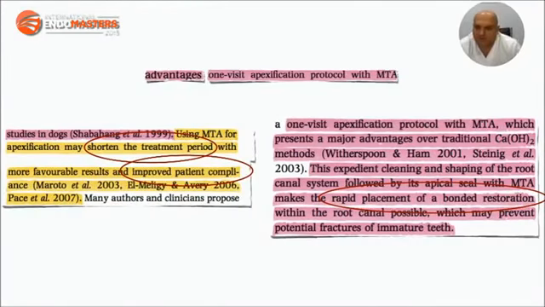The adoption of one-visit apexification protocols with MTA offered many advantages. It offered the advantage of shortened treatment time, improved patient compliance, but most of all, the rapid placement of a bonded restoration for the fragile immature root. And although the technique lacked continuous root development, it was considered very predictable, and for many clinicians around the world, it still is the standard of care when treating the necrotic immature root.